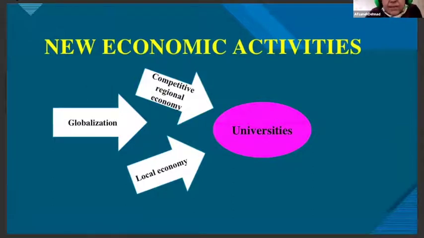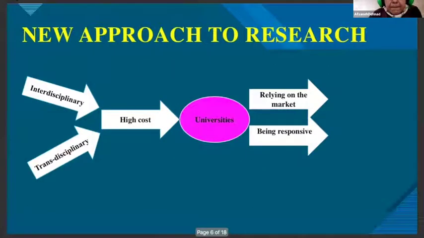What is behind these changes? The first factor is new economic activities. We have globalization with a focus on local economy and competitive regional economy. There is also a new approach to research, interdisciplinary, even transdisciplinary. Both of them are costly. The universities cannot afford this high cost, so they have to rely on the market. And if they rely on the market, they have to be responsive to the market and society.